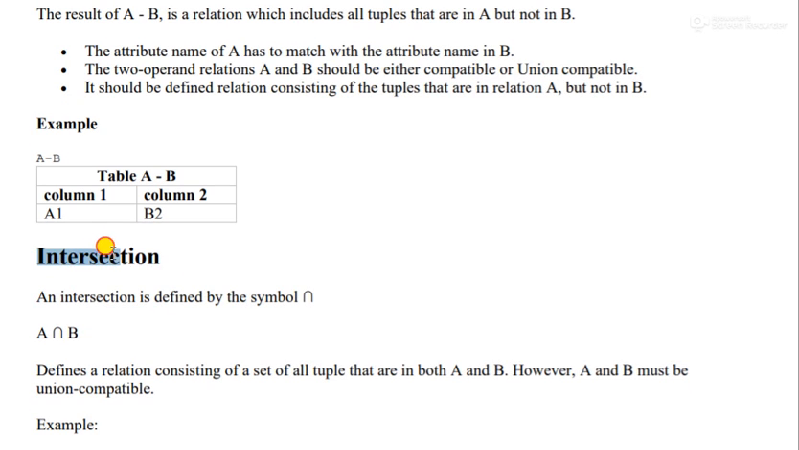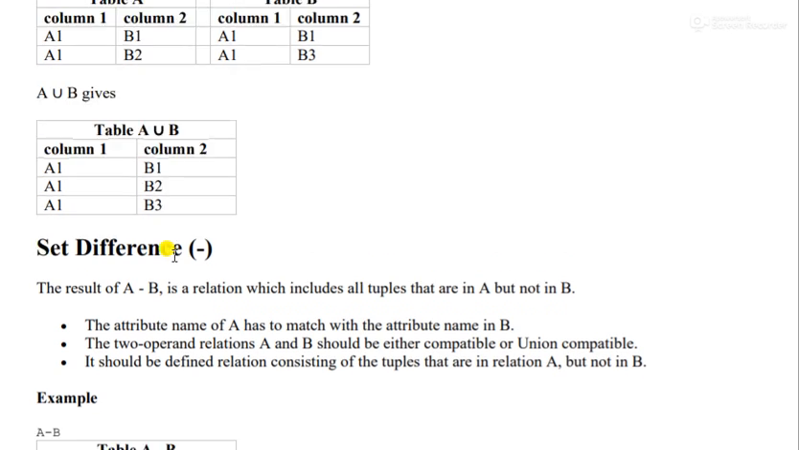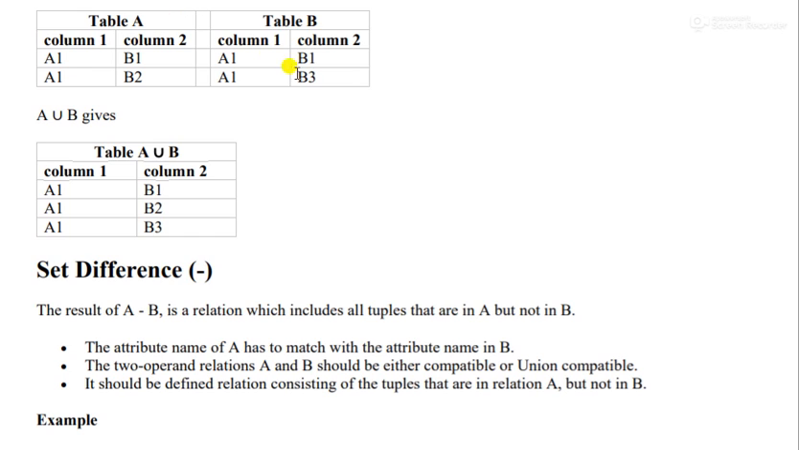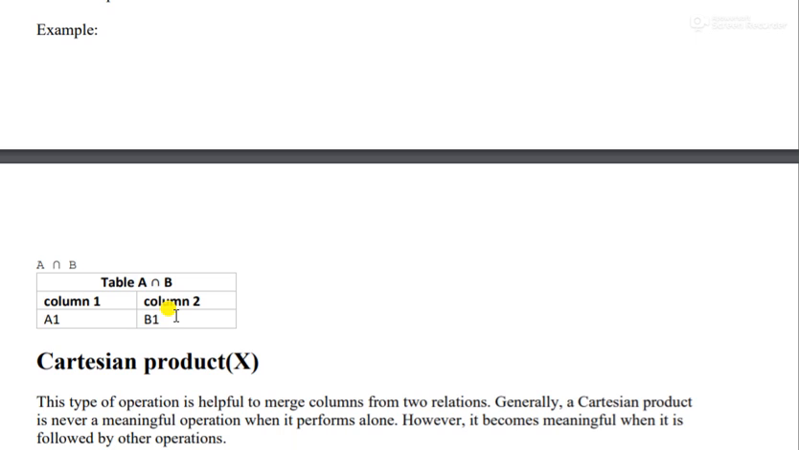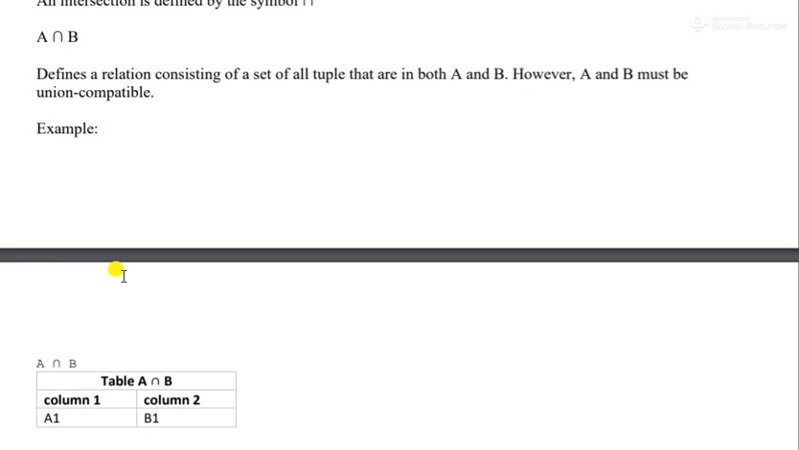Then next is intersection. The meaning of intersection is the common values. In intersection, whatever row is common in both the tables will be fetched as the answer. For example, in this table, a1 b1 is common. a1 b1 is available in this row as well as in this table also. So after finding the intersection, we get a1 b1. I hope this is clear. The conditions are again the same: both attribute names have to be the same, as well as their domains.